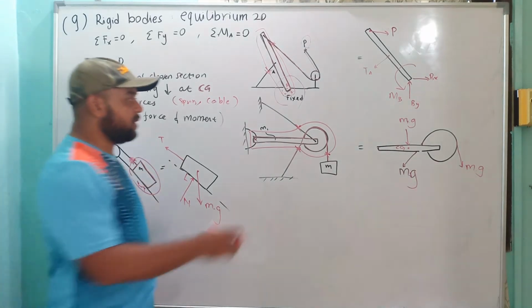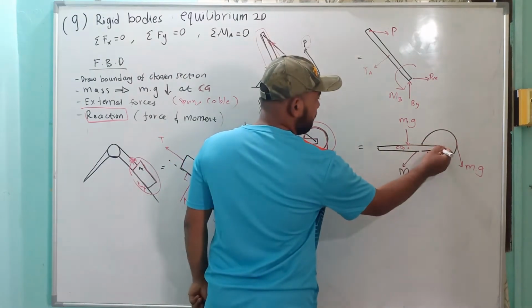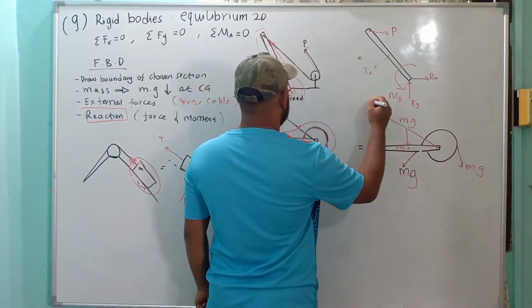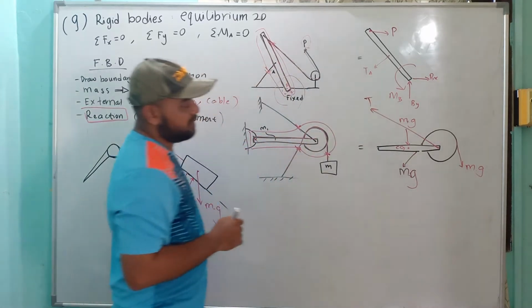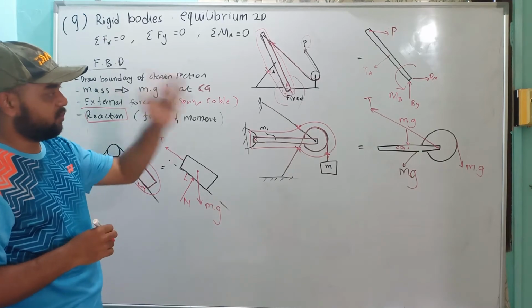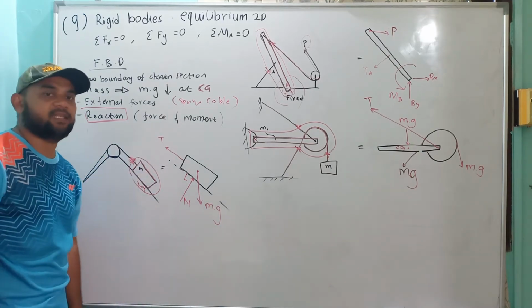Okay, and then the last one you have at this point, down up to here, which is the T. Okay, tension is always outward of the component. So you have the free body diagram of this example.